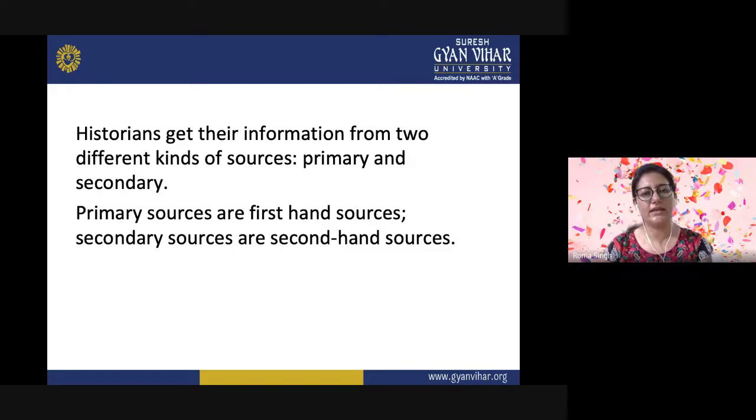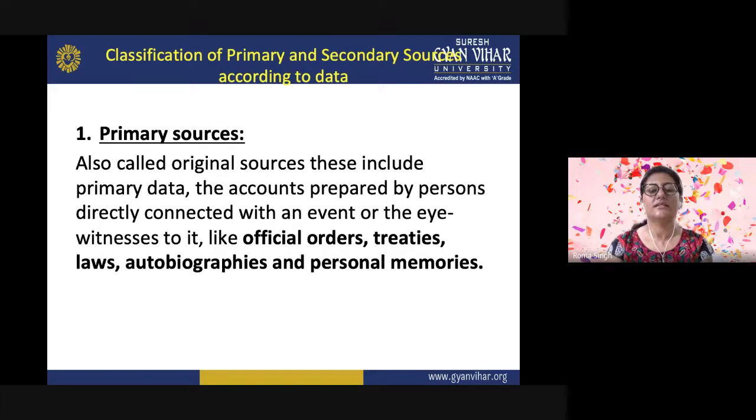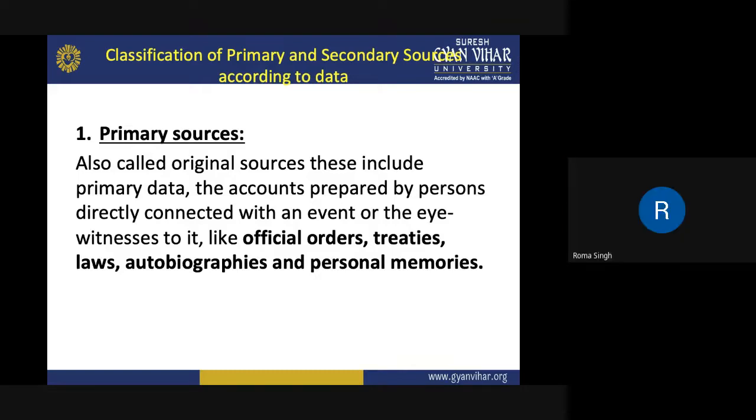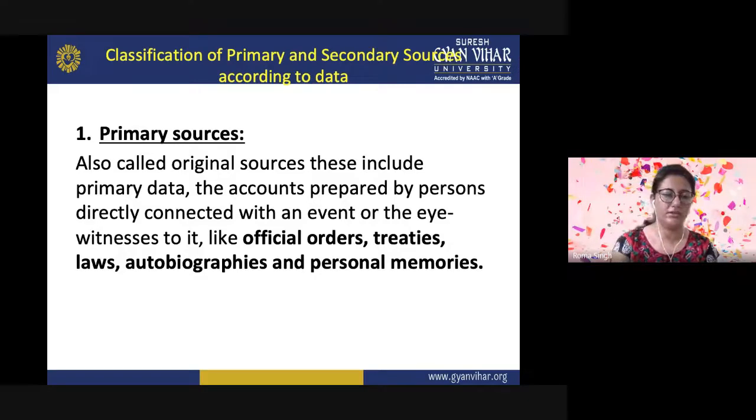Historians get their information from two different kinds of sources, primary and secondary. So what are primary sources? They are the first-hand sources, and secondary sources are second-hand sources. So we are classifying the primary and secondary sources according to data. The primary sources are called original sources, and these include primary data, the accounts prepared by persons directly connected with an event or the eyewitnesses to it, like official orders, treaties, laws, autobiographies, or personal memories.